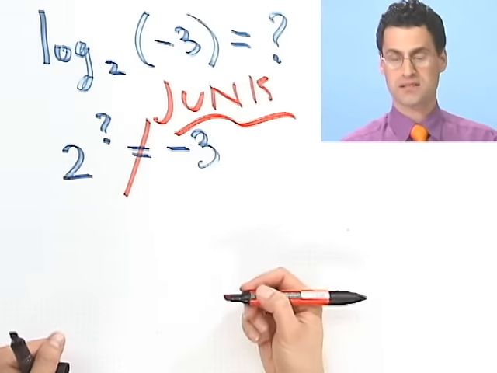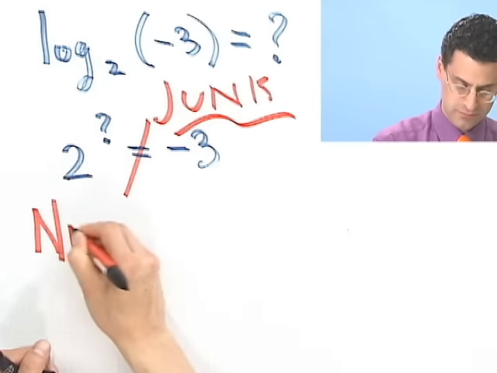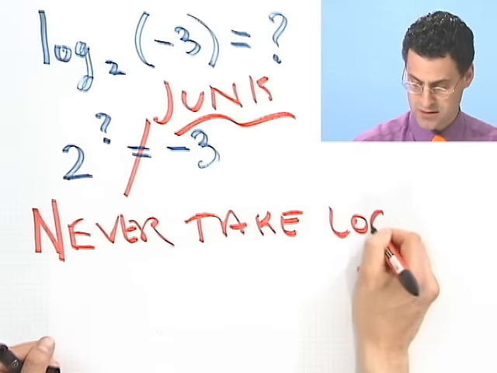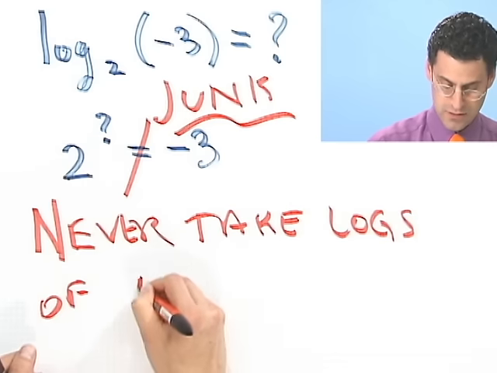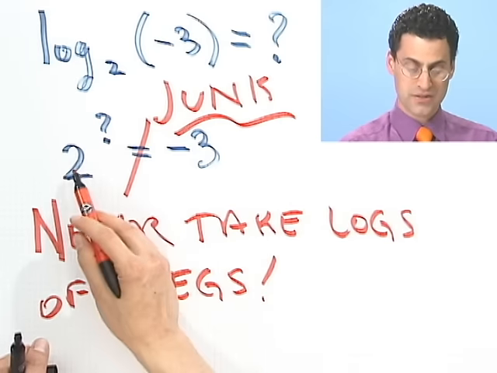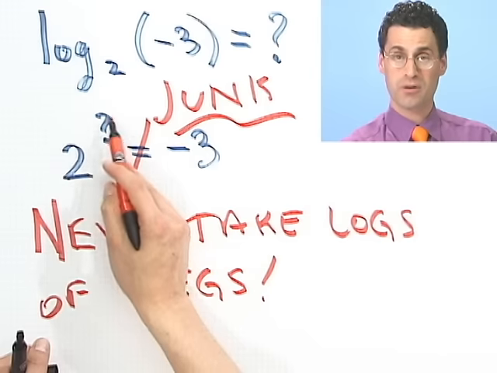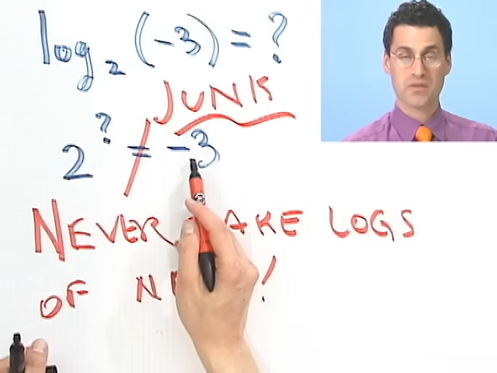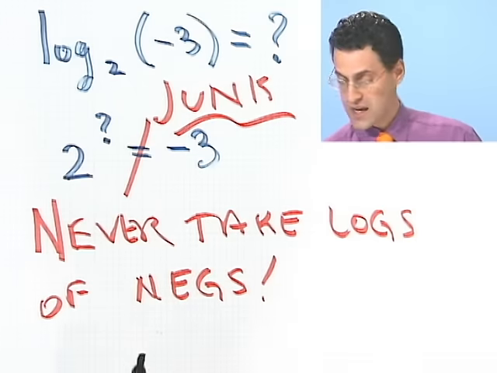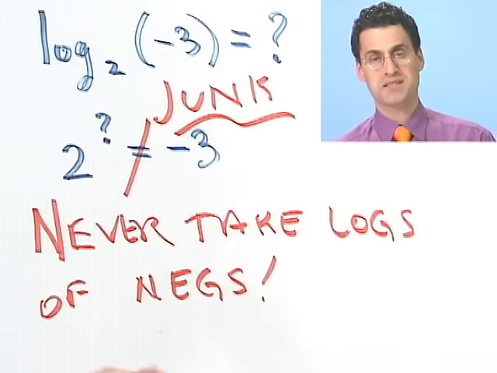So we can never take logs of negatives. Never take logs of negatives. There's no way for me to think of an exponent that I can put down there which will make this thing equal to a negative. Not allowed. Okay, so with that little word of warning and that basic little mantra going through your head, a log is an exponent, we embark upon a journey through logs.